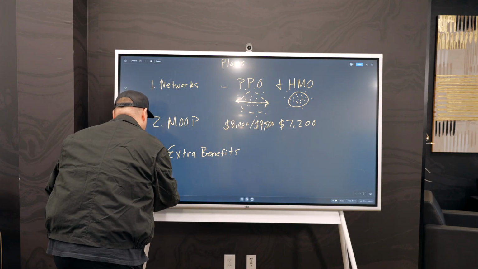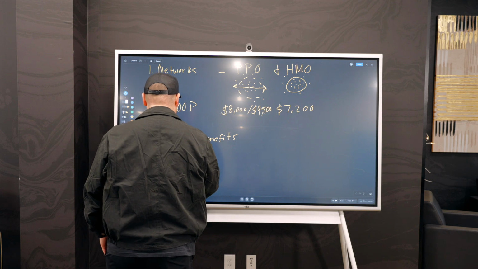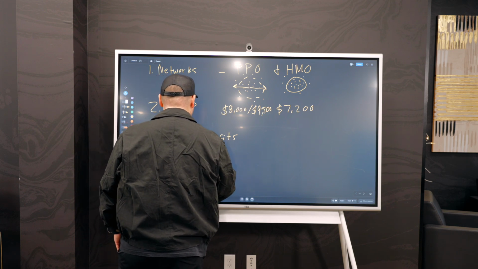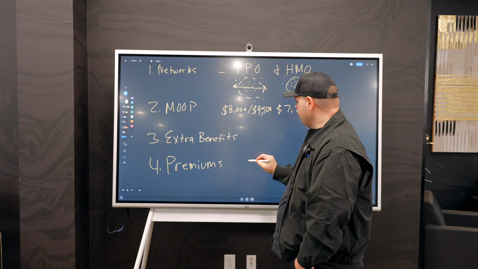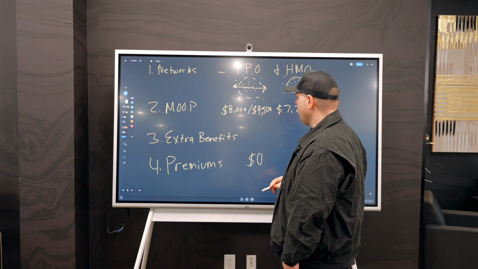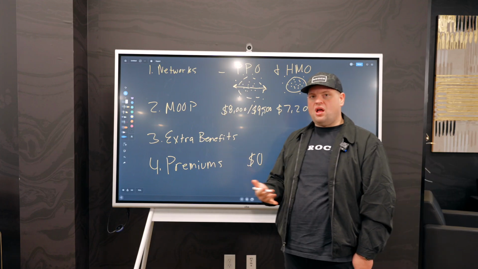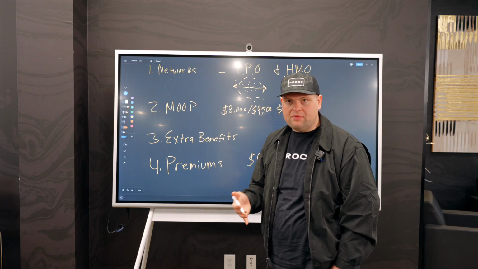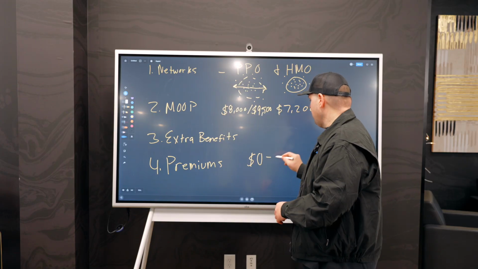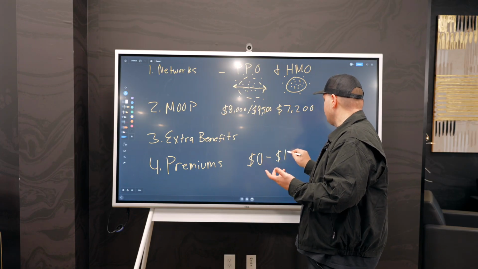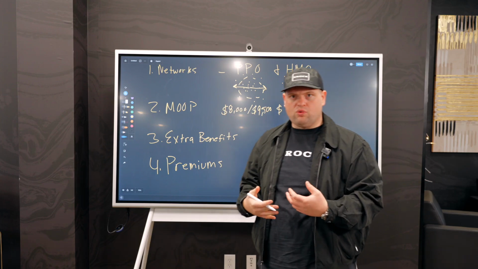And the last thing here, last but not least, I need to consider premiums. Typically, a Medicare Advantage plan is going to cost you $0 additional dollars. That's typically what these plans are going to cost you. Now, I say typically because some of them do have premiums. And those premiums, we see up to around $120 a month. So some Medicare Advantage plans do have a premium up to $120.